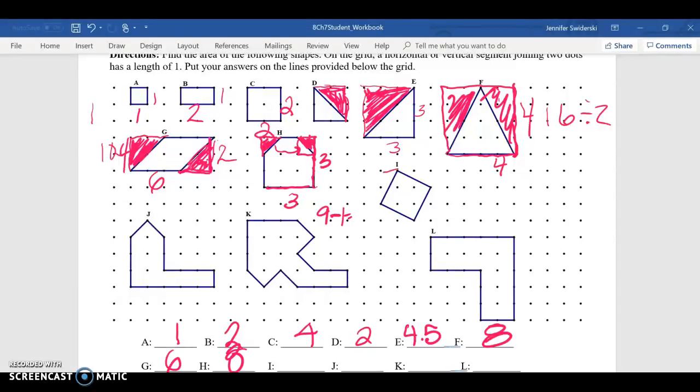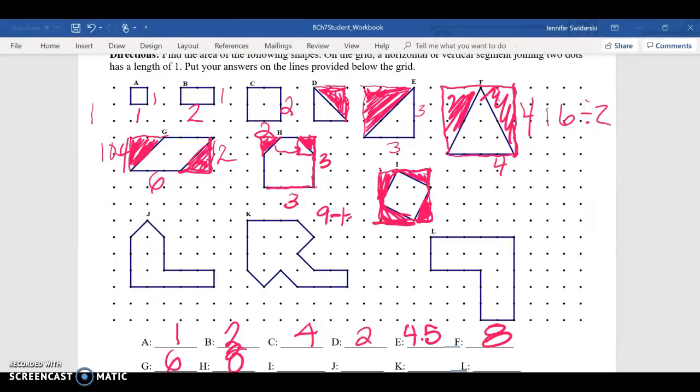Think about this next one. Go ahead and pause this after we draw it in. What do you think I need to do to find the area for I? Well, when I look at this, I know I have this shaded area, and all of this over here. So what do you think I need to do?